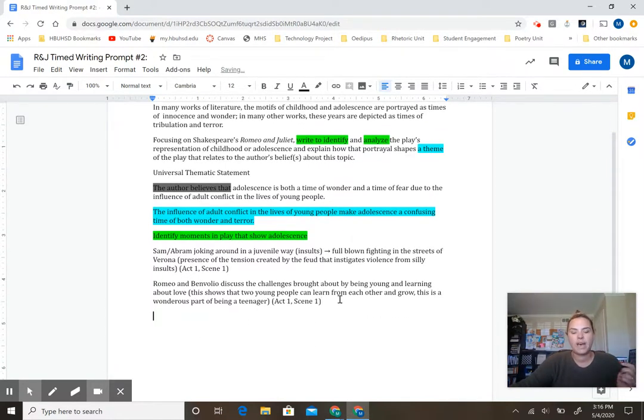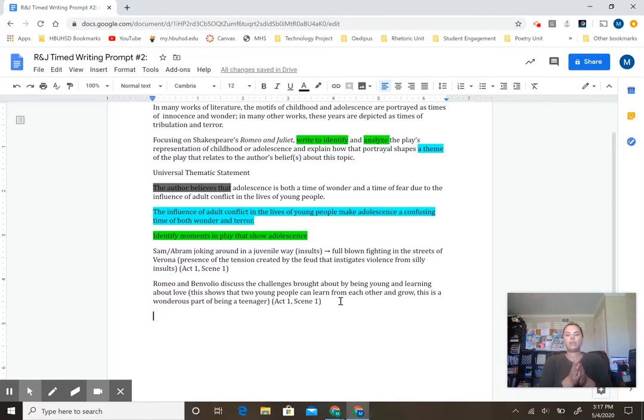What other moments of adolescence are depicted here? You have Lord Capulet and Paris talking about the marriage, but that doesn't really involve the actual youth. Then in the next scene after that, Juliet talks about, oh, that's actually a good scene. Okay. So that's act one, scene, I want to say three. Yeah. So act one, scene three.